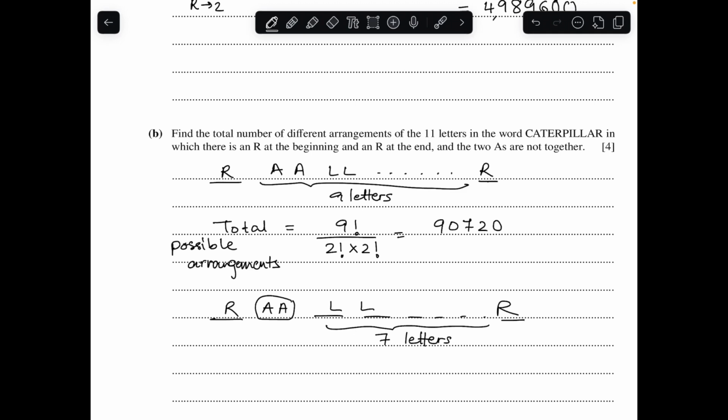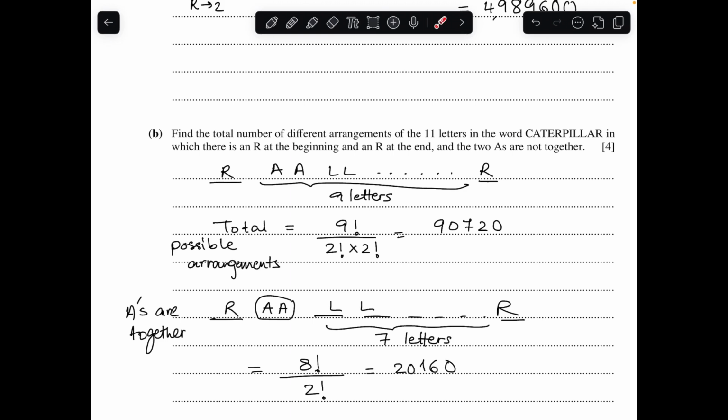So when the A's are together, we can again use the same method that we used in the previous question, that is all minus the together. So what are the total arrangements for this? 8 factorial divided by 2 factorial, which is 20,160.